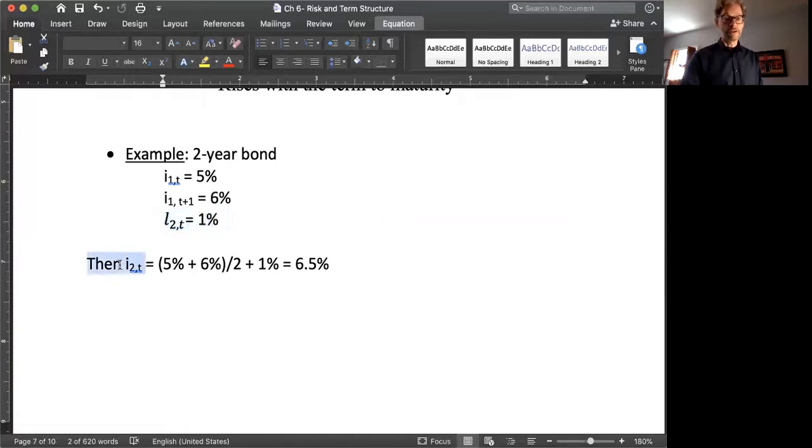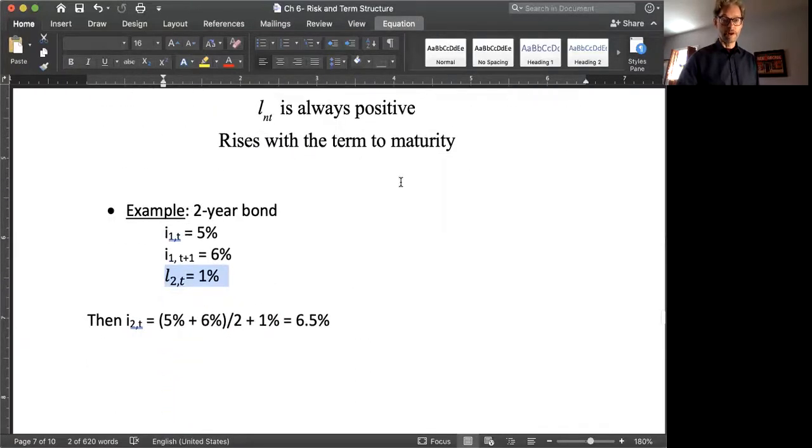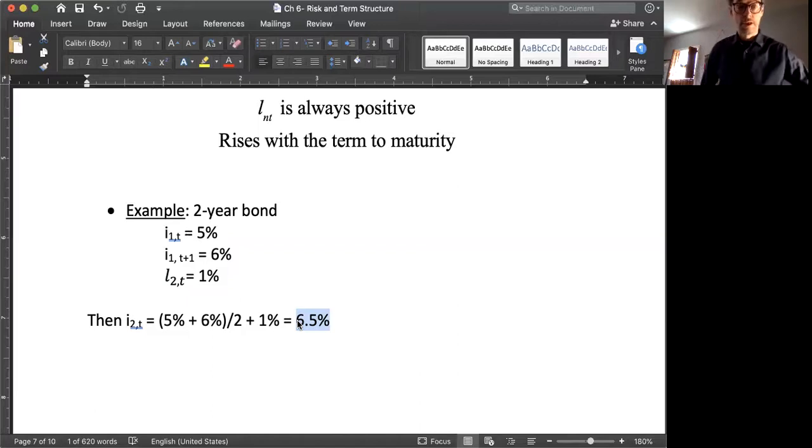Then what yield should you demand on a 2-year bond, holding a 2-year bond instead of holding each of these 1-year bonds? Well, first you should take the average of these two, so 5 plus 6 divided by 2, and then you have to add in the premium to compensate you for holding a 2-year bond instead of a 1-year bond. So this is our formula, and you notice this is just a version of this formula up here. First, we average the two interest rates, and then we add in the liquidity premium. And the answer is 6.5%. That is how much we would have to be compensated to hold a 2-year bond instead of 2 1-year bonds.